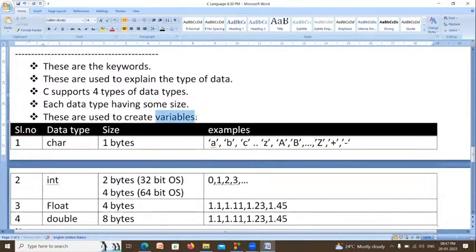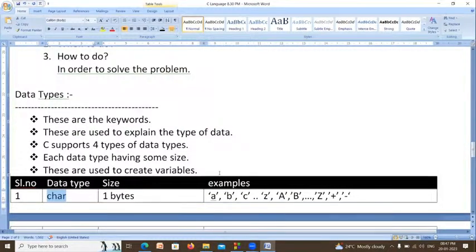Variables are nothing but containers that are used to store the data. Suppose whenever you are going to college, you will take a water bottle. What is the use of a water bottle? It is used to store the water, no? Whenever you are going to college, you will take a lunch box. What is the use of a lunch box? It is used to store the lunch. In the same manner, a variable is a container used to store the data. So whenever you want to create containers to store the data, you have to use these data types. So this is about data types.